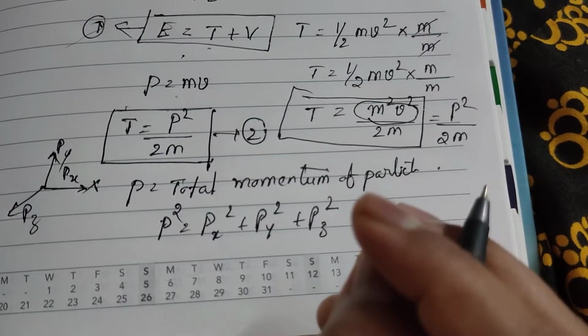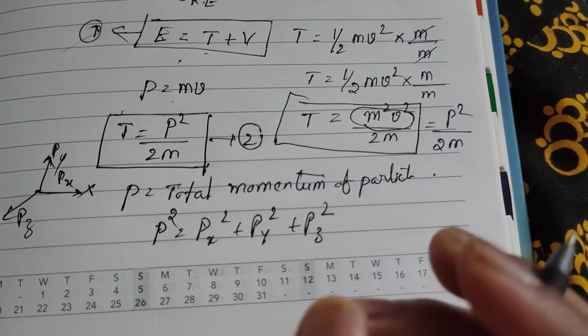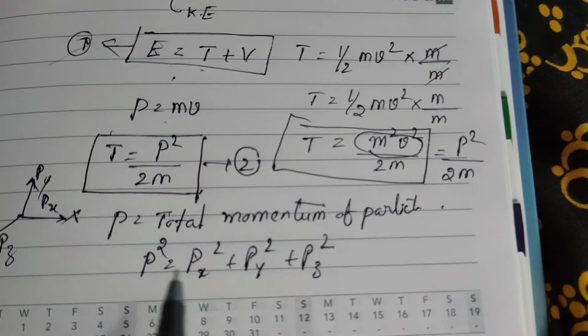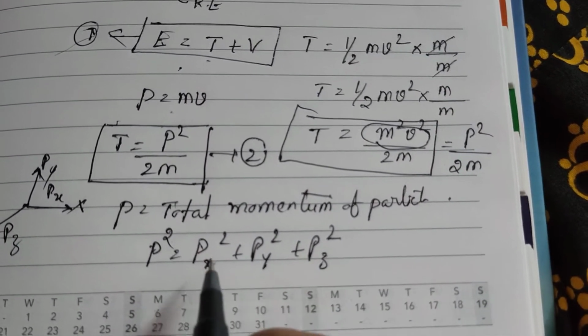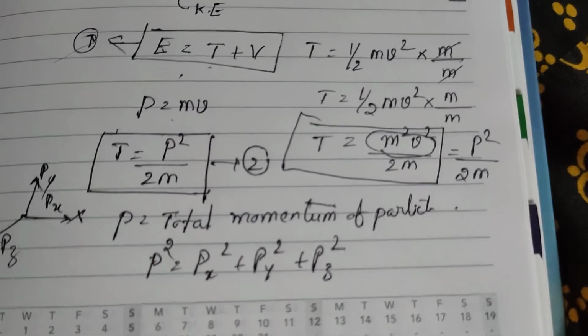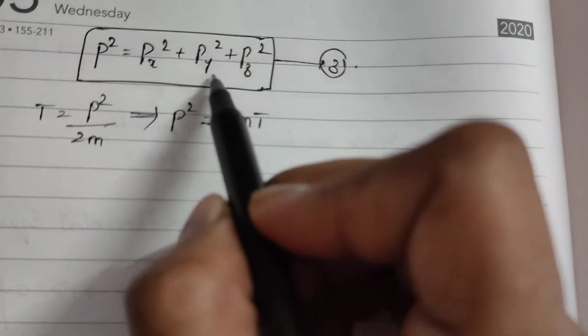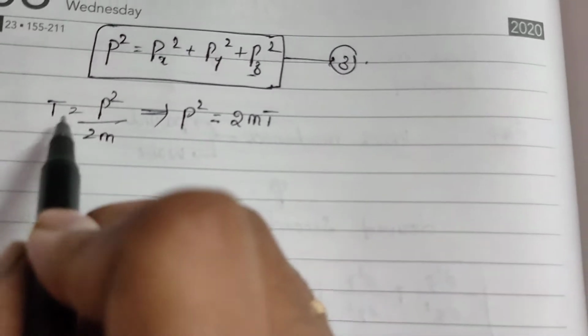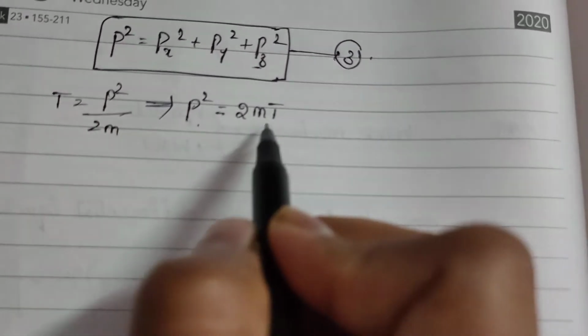Why? Because we are going to describe the energy of the particle in three-dimensional axes, so we must consider the momentum along all axes. Consider this as equation 3. As we got T equals P square upon 2m, P square equals 2mT.